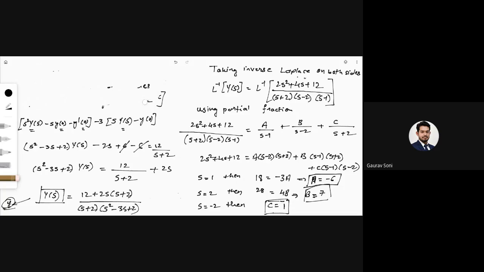So we can put the values and we can find the inverse Laplace transform. Laplace inverse of capital Y of S is equal to Laplace inverse of, let's separate this, minus 6 upon S minus 1 plus 7 upon S minus 2 plus 1 upon S plus 2.